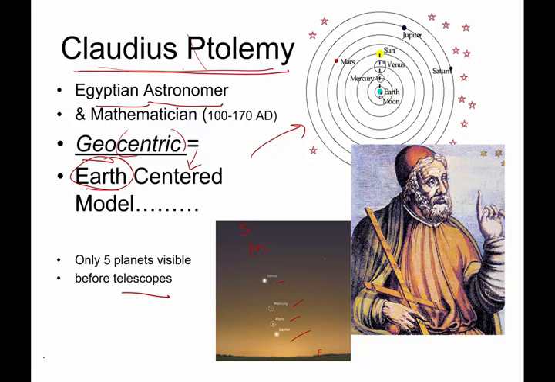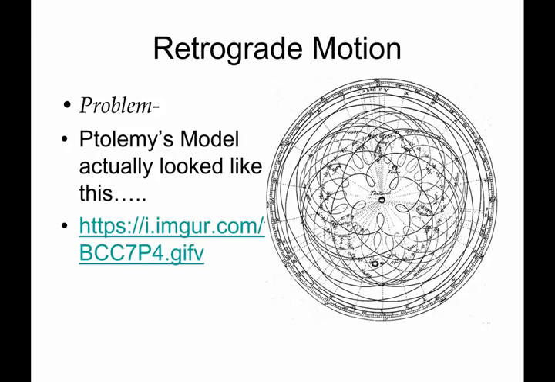In his original model, the Earth is orbited by the moon, then Mercury, then Venus, the sun orbits beyond that, then Mars, Jupiter, and Saturn. And believe it or not, Ptolemy kind of made this make sense, but it got so complicated. And here's how it got complicated.